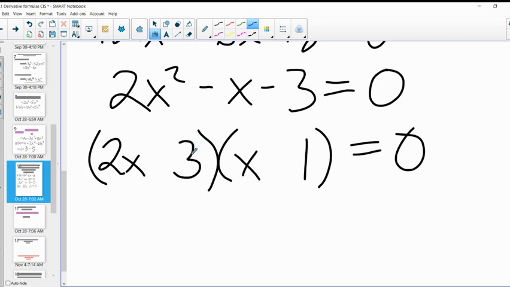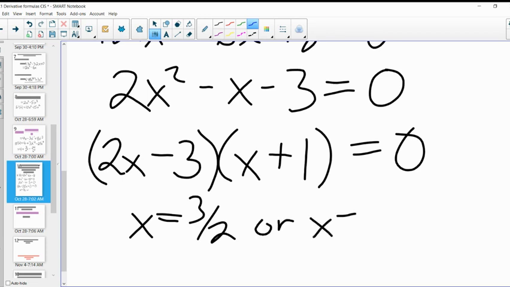So I'll have a 3x from these two terms. I'll have a 2x from those two terms. I need my middle term to be a minus 1, so it must be minus 3x and plus 2x. And so there's my factored form. So that means this will be equal to 0. Remember, we're looking at the derivative right now. This will be equal to 0 when x equals 3/2, or when x equals negative 1.